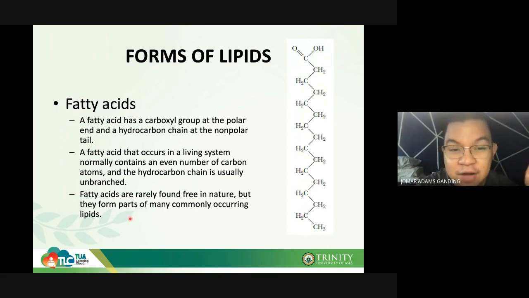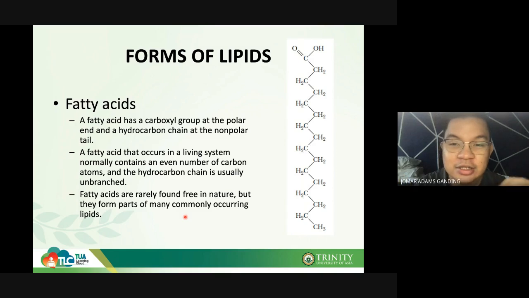Okay, fatty acids are rarely found free in nature, but they form parts of many commonly occurring lipids. So, in simplest translation, most of the time, you do not see fatty acids alone. Usually, fatty acids are always bound to another compound. Take for example the fatty acids in our body. Most of the fatty acids in our body are in the form of triglyceride. Your fatty acid attached to your glycerol is the most common form of fatty acid seen in our body.